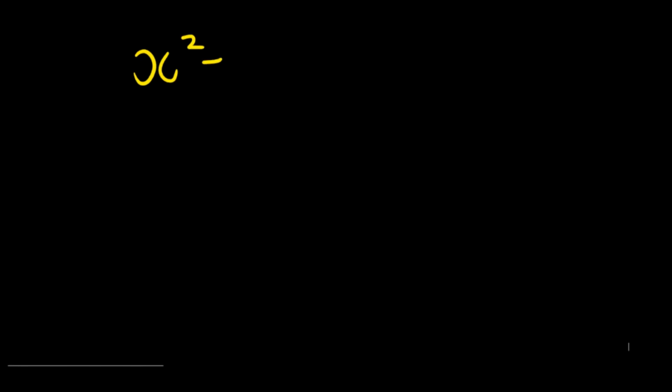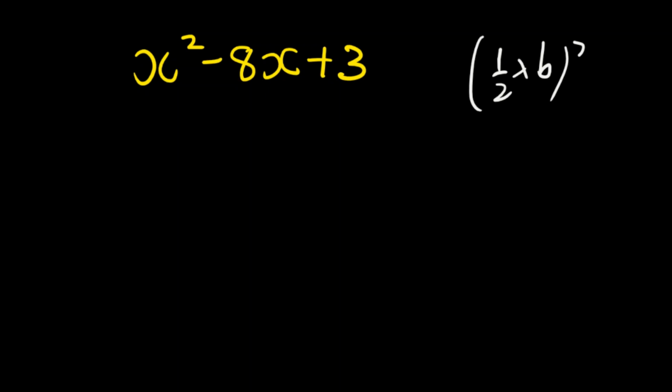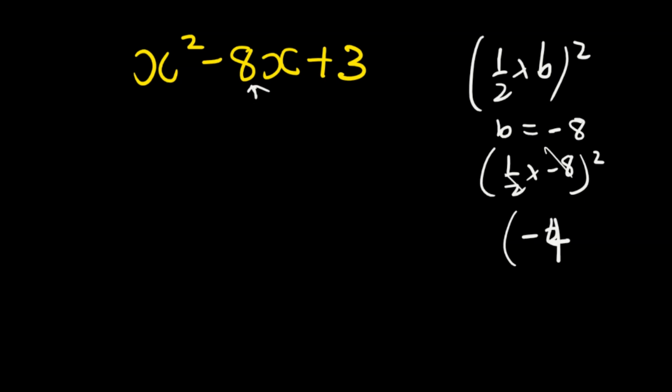So now let's try out a more interesting problem. Say we have x squared minus 8x plus 3. The first step of completing the square, we say 1 over 2 multiplied by b, all squared. Our b in this case is minus 8, which is this one here. And we put 1 over 2 times minus 8, squared. If you calculate 1 over 2 multiplied by negative 8, you're going to get minus 4. Sorry, let me write it properly. So you're going to get minus 4 all squared like this.